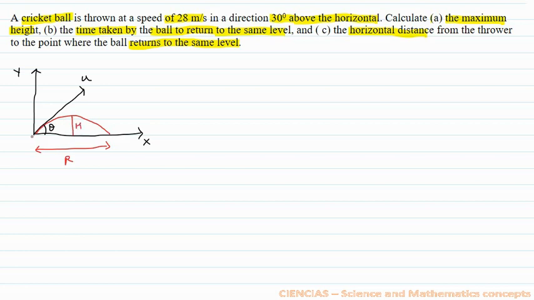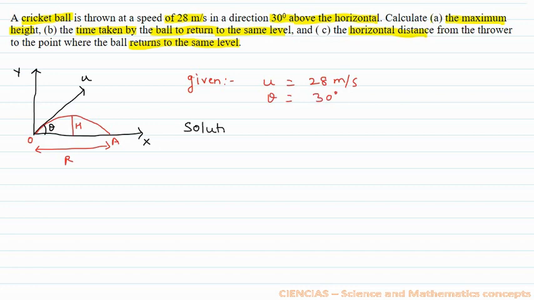So we see first of all what is given to us. Given is initial speed is 28 meters per second, theta is equal to 30 degrees. So now we see how to solve this question. Solution. Now for part A, we have to find out the maximum height.